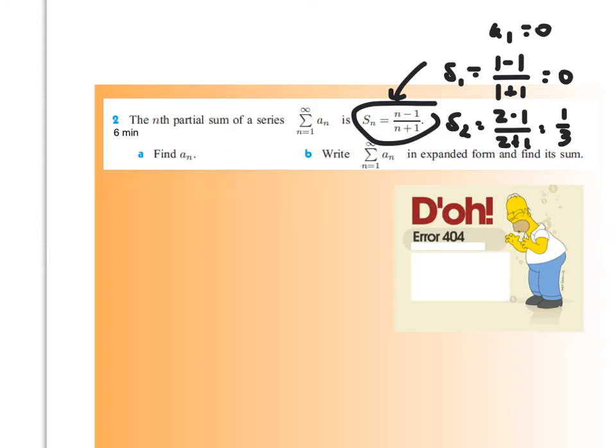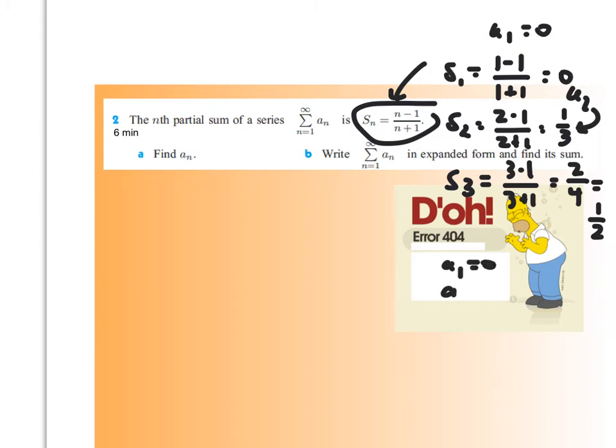So that tells me that A2 is 1/3. Now the sum of the first three terms would be 3 minus 1 over 3 plus 1, which is 2/4, which is 1/2. That is not A3. That's the sum of my first three terms. Therefore, I know A sub 1 is 0, I know A sub 2 is 1/3, and I don't know A sub 3. But I know that the three of these added up, A1 plus A2 plus A3, equals 1/2.